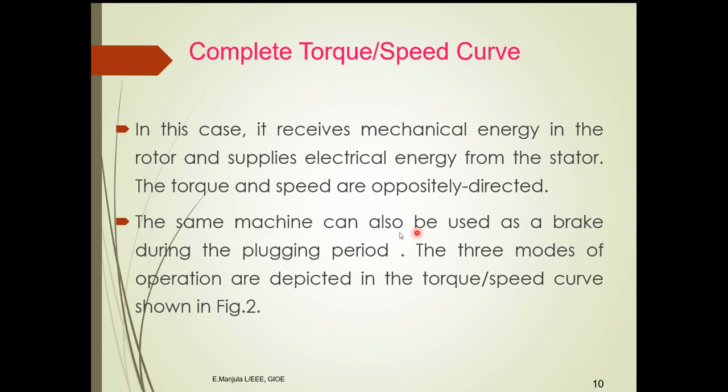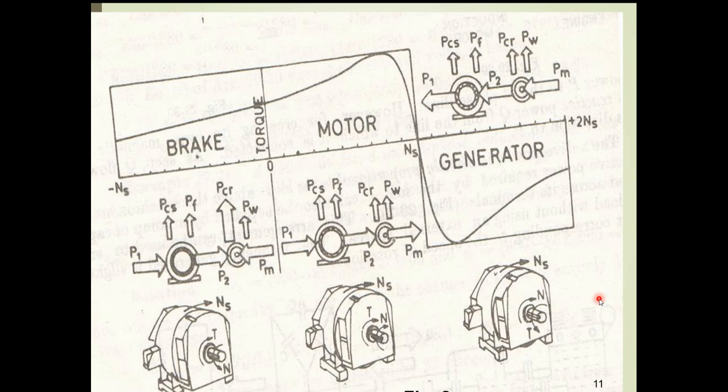The same machine can also be used as a brake during the plugging period. So the three modes of operation are depicted in the torque and speed curve in figure 2. This figure is telling us that a machine can be run in three modes: it can be run as a motor, it can be run as a generator, and it can be used in brake mode. Here, this is a torque and speed equation.